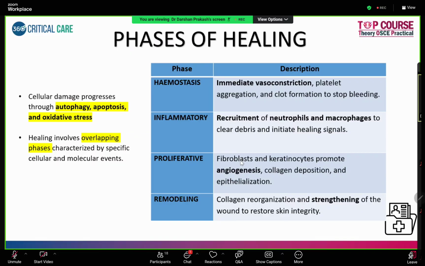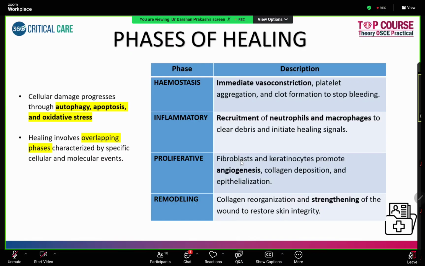Coming to the next phase of healing, which is the inflammatory phase, it involves recruitment of neutrophils and macrophages. That is the chemotaxis. It involves these cellular components coming to the site of injury to clear the debris and initiate the healing process.